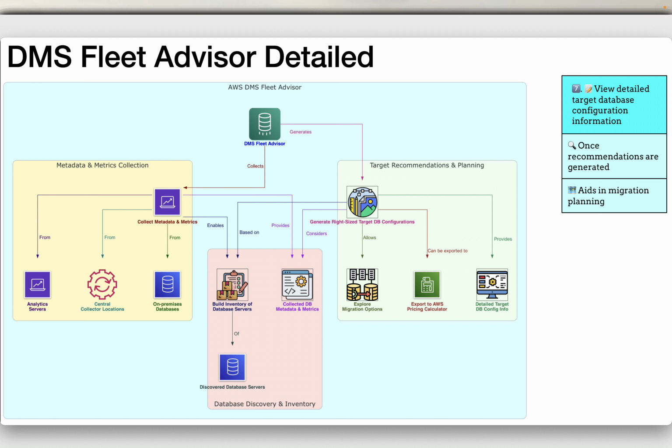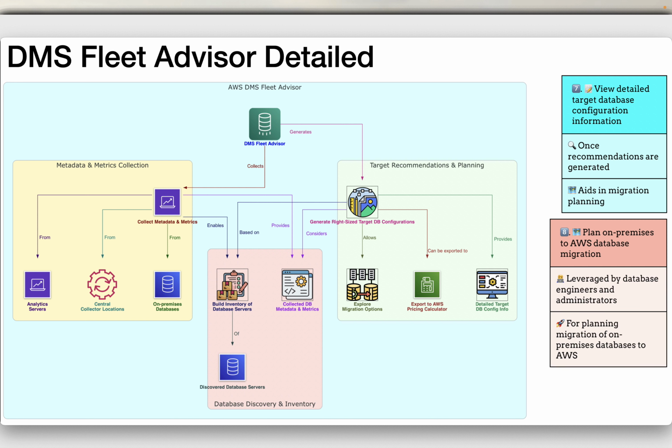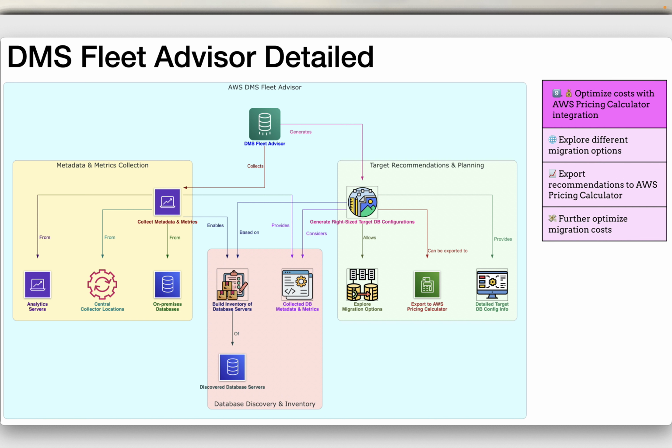Once DMS Fleet Advisor generates recommendations, users can view detailed information for each target database configuration to aid in the migration planning. An organization's database engineers and administrators can leverage DMS Fleet Advisor target recommendations to plan the migration of their on-premises databases to AWS. Users can explore different available migration options and export the recommendations into the AWS pricing calculator to further optimize cost associated with the migration process.